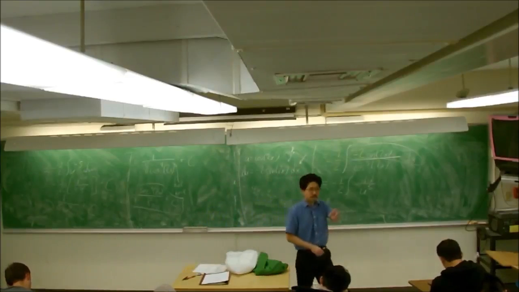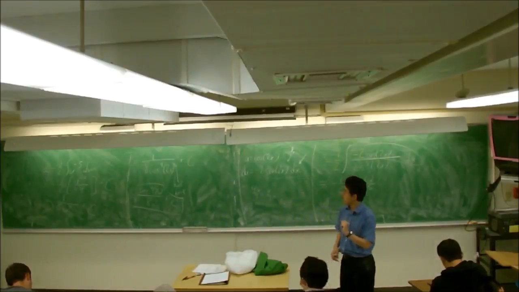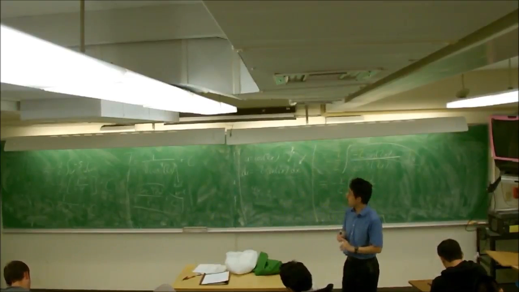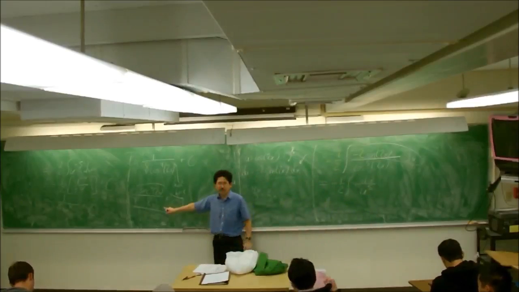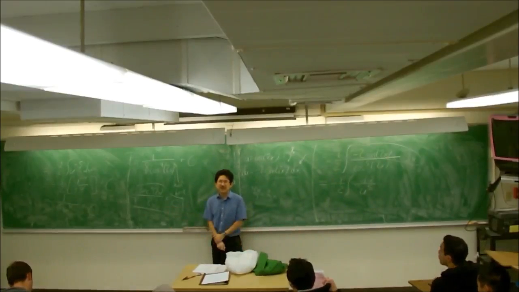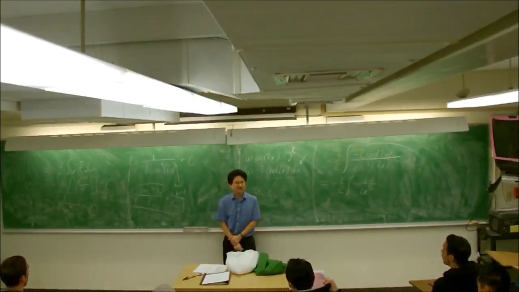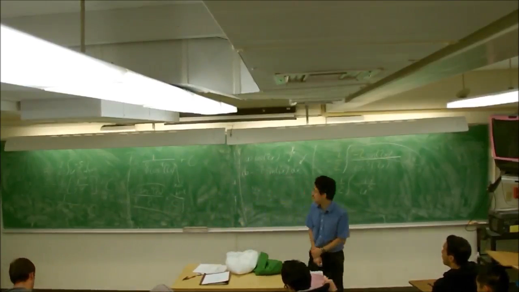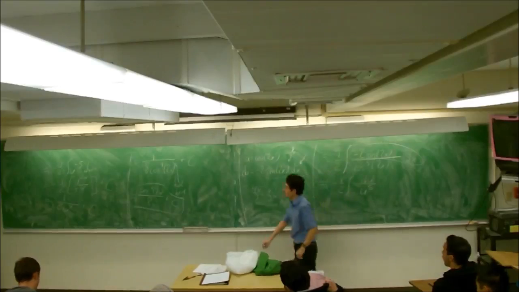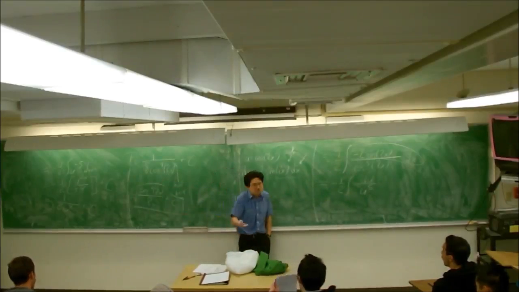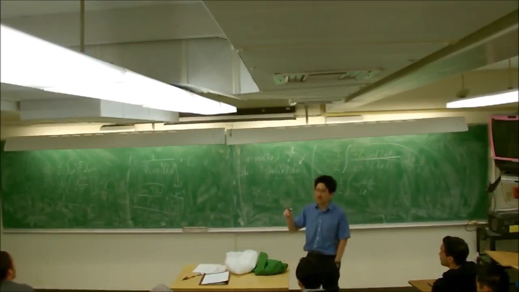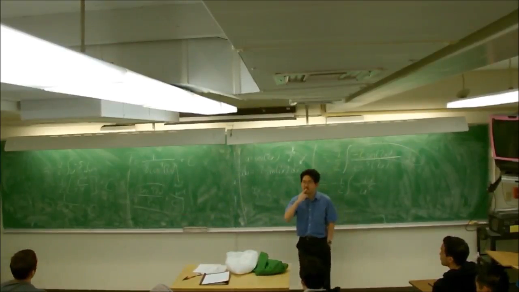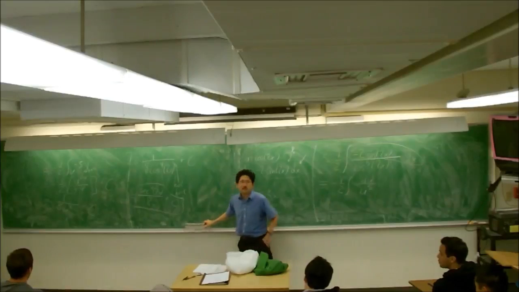Questions? If you left it as 1 over cosine, would that be wrong? Suffice to say this is preferred. This is generally preferred. It's considered simplified compared to that. So I would have a right to mark off. Questions?